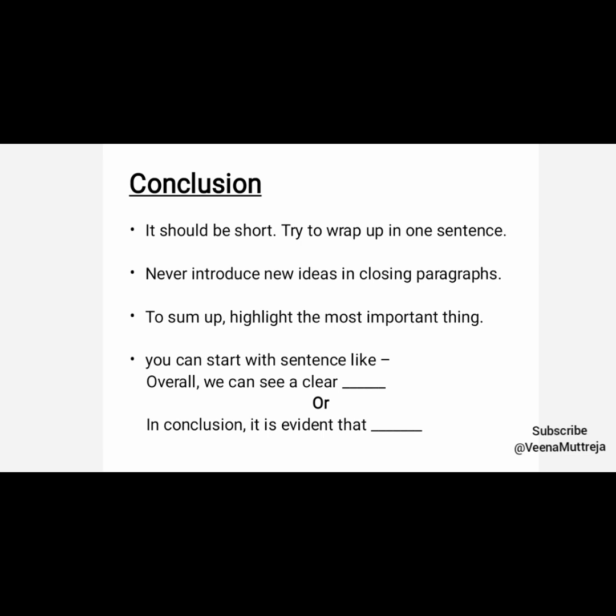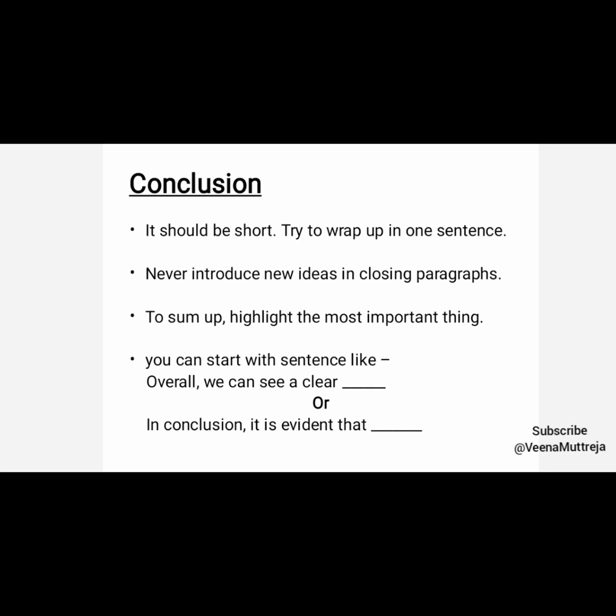Here also never introduce new ideas whenever you are closing the paragraph or whenever you are writing conclusion. Don't add any new idea. To sum up, highlight the most important thing. You can start with a sentence like, overall we can see a clear, whatever the question is about, or you can write, in conclusion, it is evident that, whatever the question is about. I think now these three parts must be clear to you.